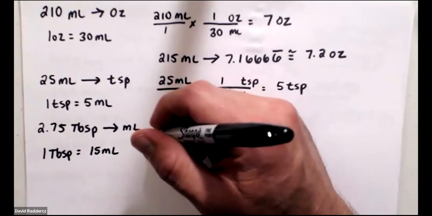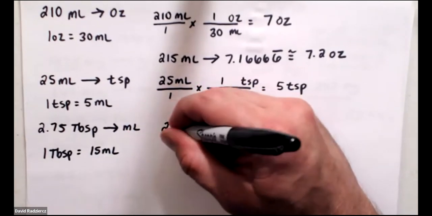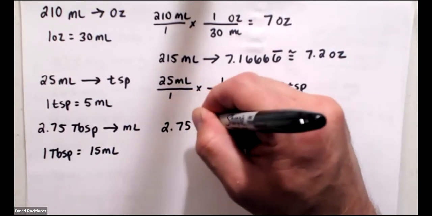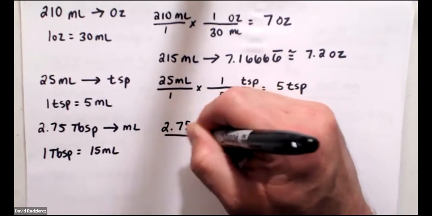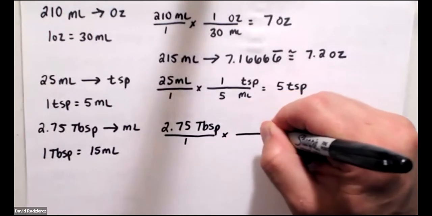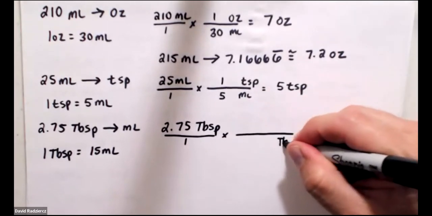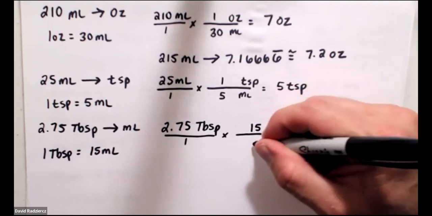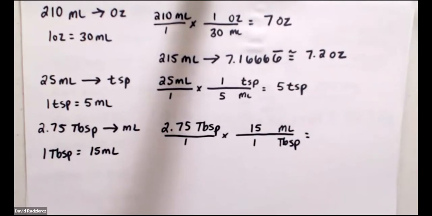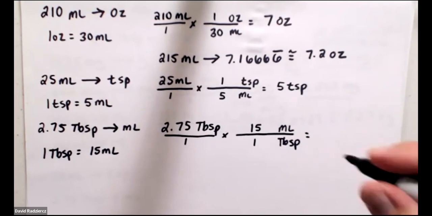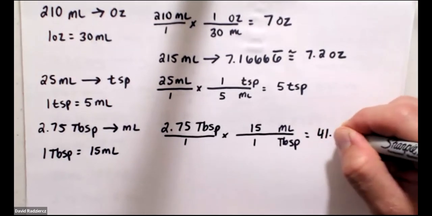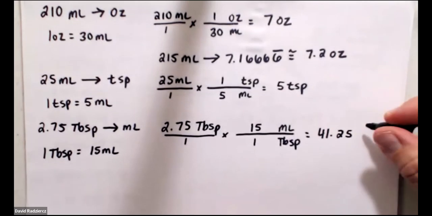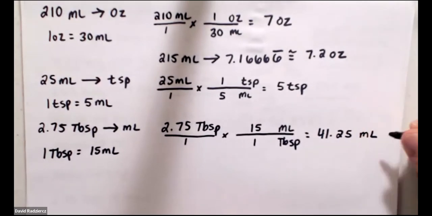So I'm going to take the 2.75 tablespoons. I don't want tablespoons. I do want milliliters. So 15 milliliters per tablespoon. So I'm going to take that 2.75 times 15, and I'm going to get 41.25 milliliters.